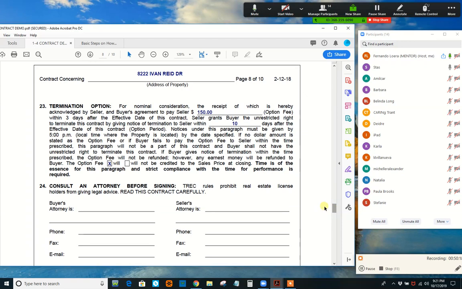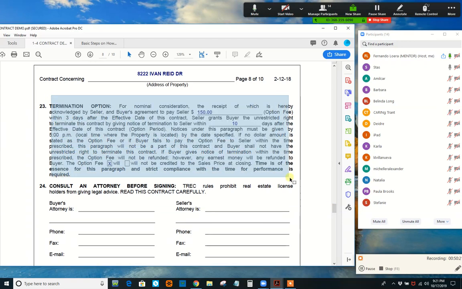And then the most important paragraph, paragraph 23, never leave it blank. I never want to see any contract that has blank. It's empty.